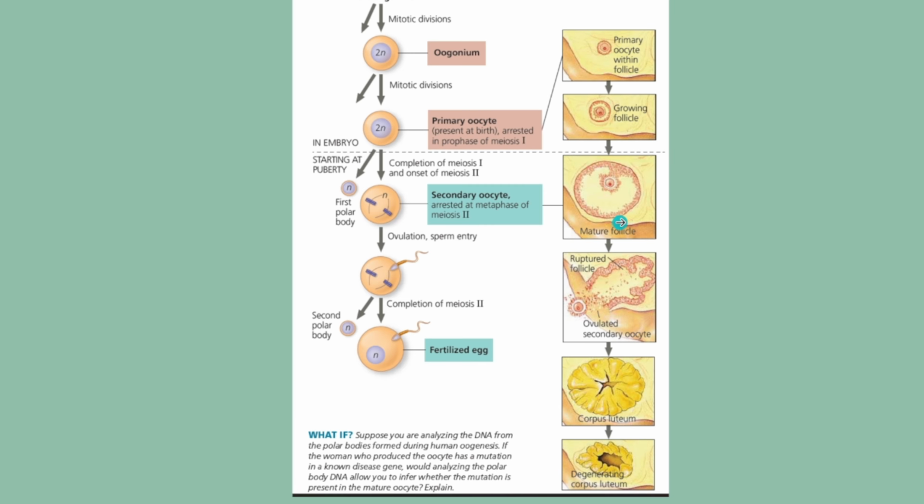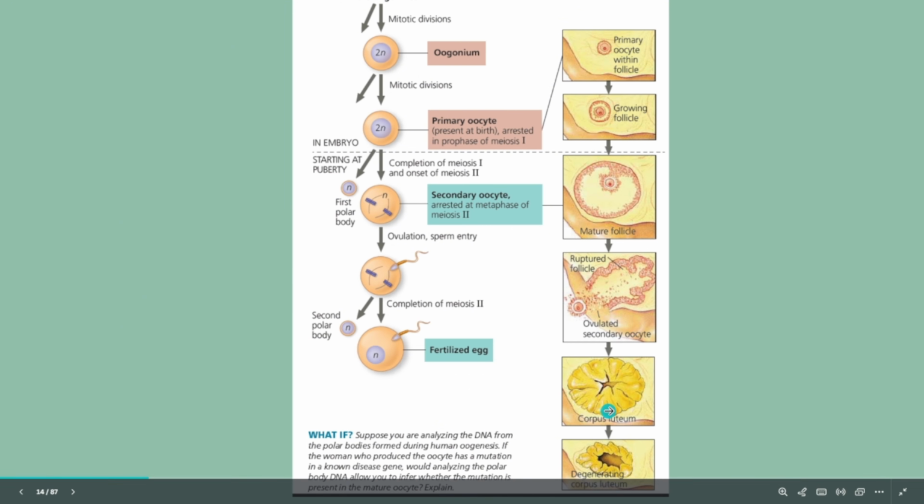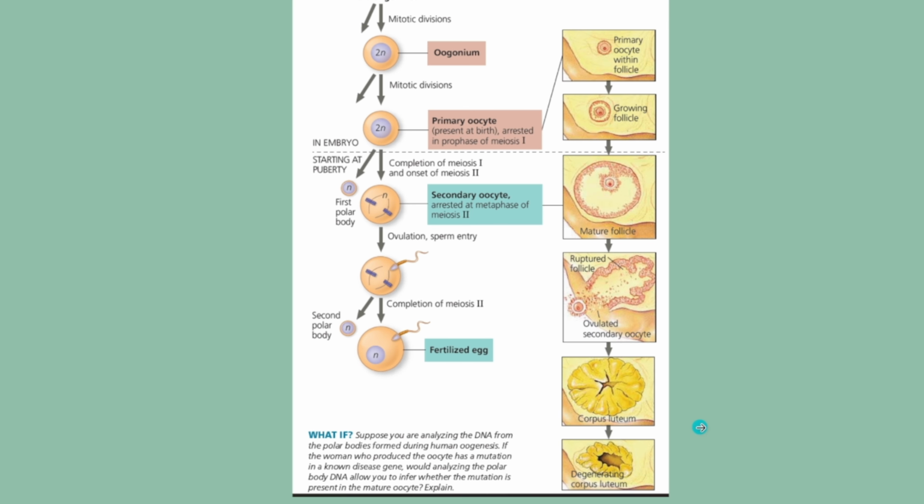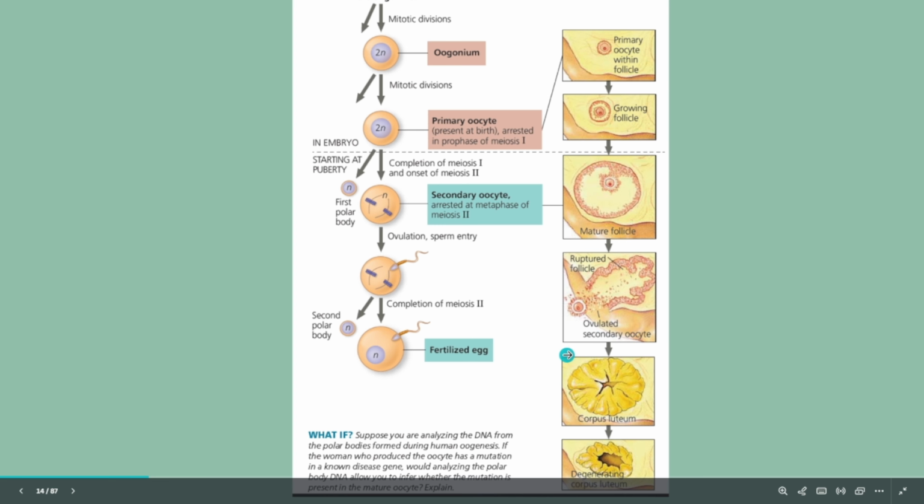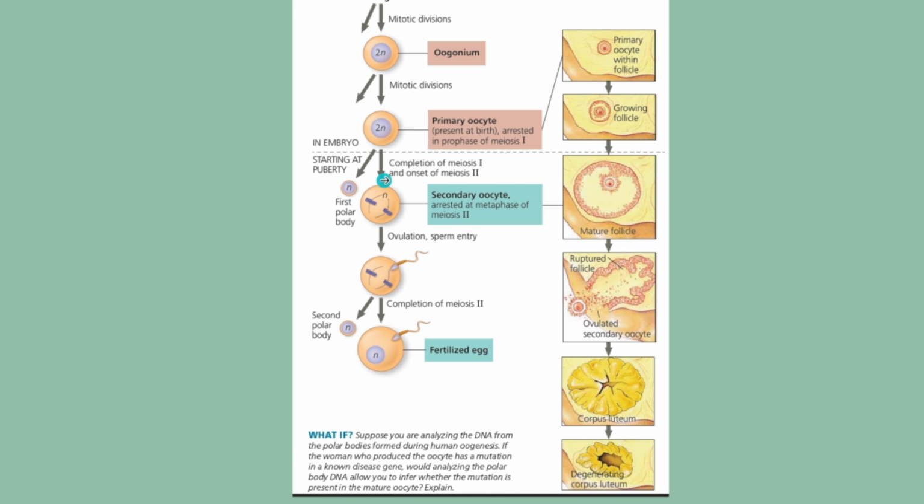Once it is released, the follicle will rupture and form the corpus luteum. When there is the fertilization process, the corpus luteum will be maintained. But if there is no fertilization, there is menstruation, meaning that your corpus luteum will degenerate, and the repeated process comes from here, the secondary oocyte.